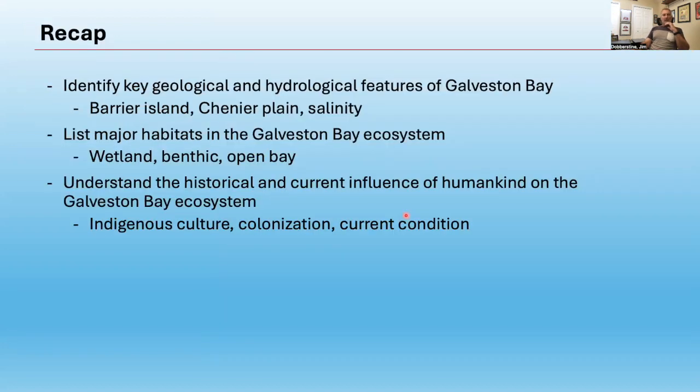So with that, I'm going to wrap up. After this, you should be able to identify key geologic and hydrological features of the bay, including what a barrier island is, Cheniere Plain, salinity, major habitats, wetland, benthic and open bay, and understand some of the historical and current influences, anthropogenic influences or human influences, on the ecosystem.